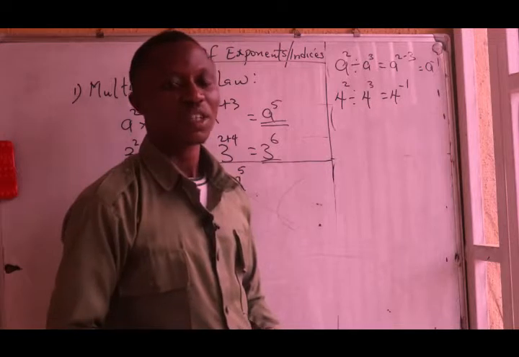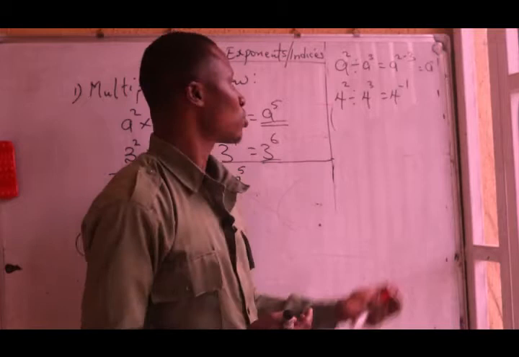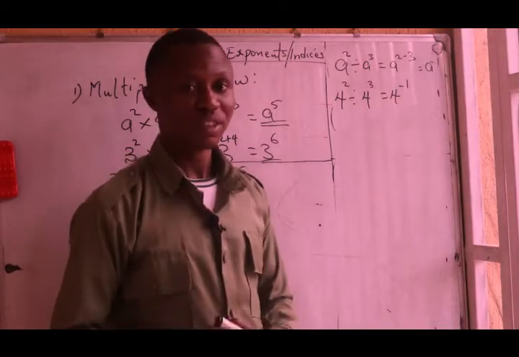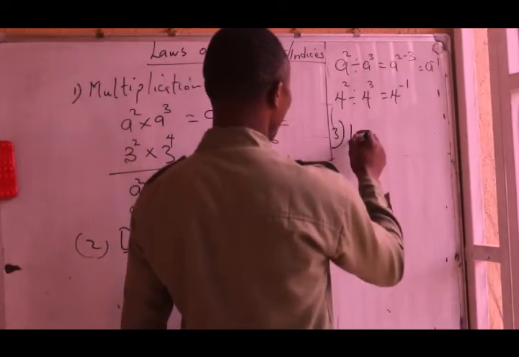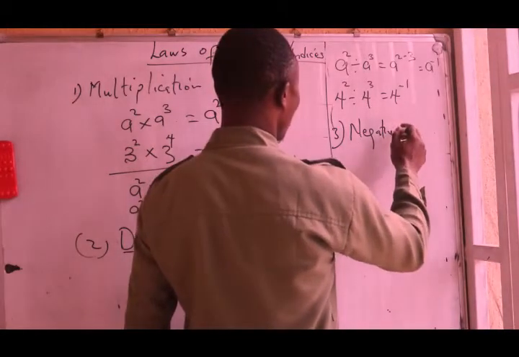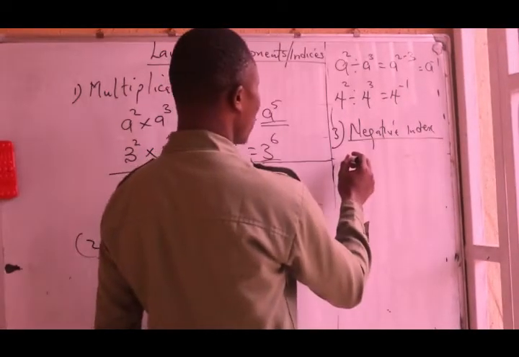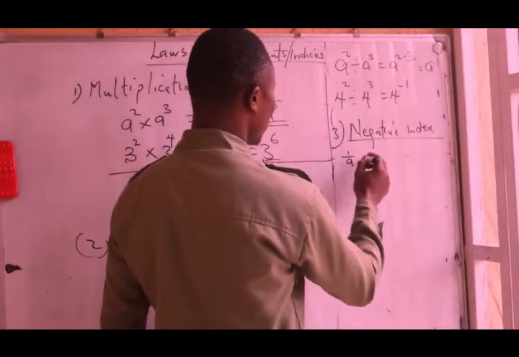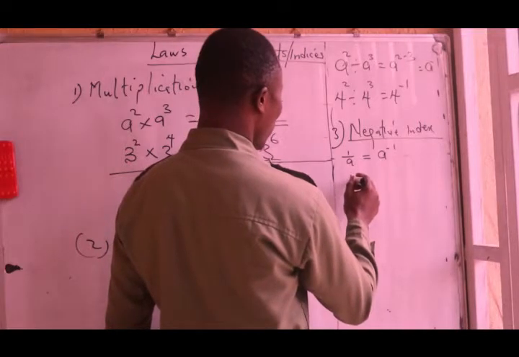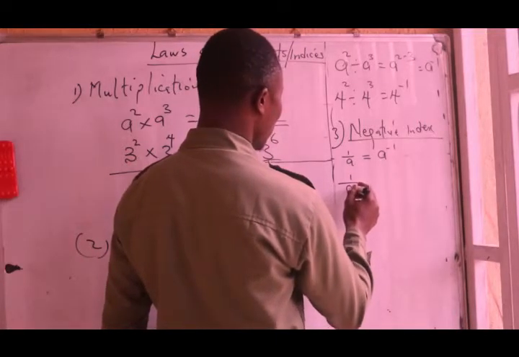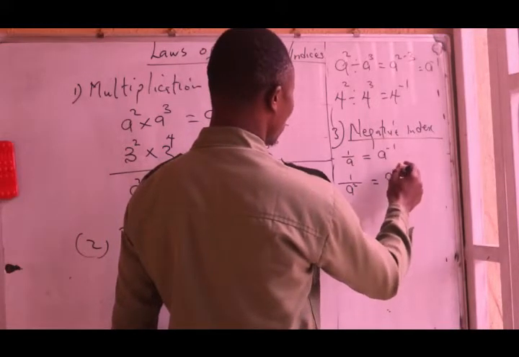Okay, let's take a negative index. We're going to derive negative index from the division law of indices. Let's see how we go about that. Law 3, negative index, where you have 1 over a. This is the same as a raised to the power of minus 1. You have 1 over a squared. This is the same as a raised to the power of minus 2.